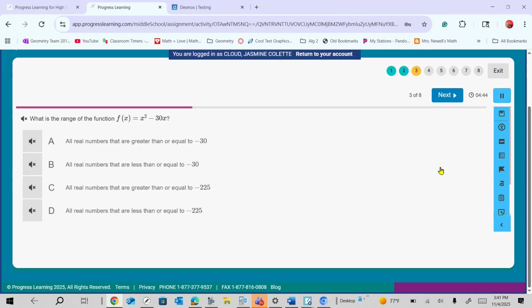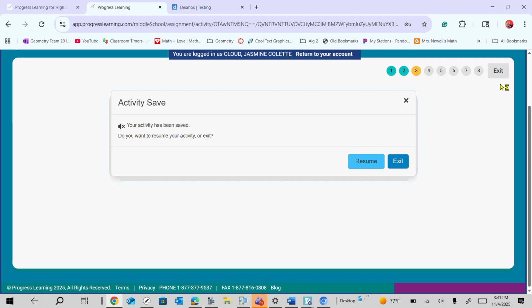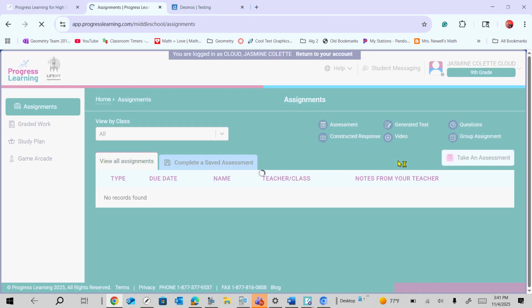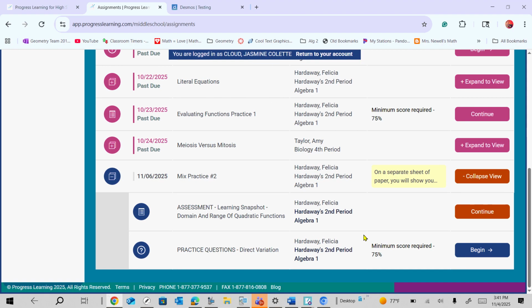So you're going to work through these problems. Another one where you need to look at the graph to help you. I'm going to save and exit. But you're going to do this, and it will score it at the end. If I go back to your lesson here, expand view, there's two parts here. There's the domain range, which you can continue, or then we can go to the direct variation practice.